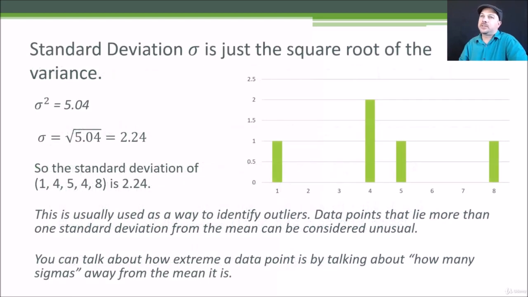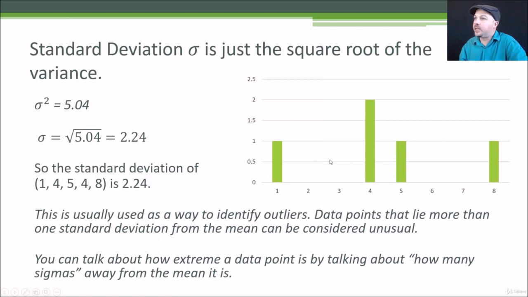Now, typically we talk about standard deviation more than variance, and it turns out standard deviation is just the square root of the variance. It's just that simple. So if I had a variance of 5.04, the standard deviation is 2.24. So you see now why we call variance sigma squared. It's because sigma itself represents the standard deviation. So if I take the square root of sigma squared, I get sigma. That ends up in this example to be 2.24.